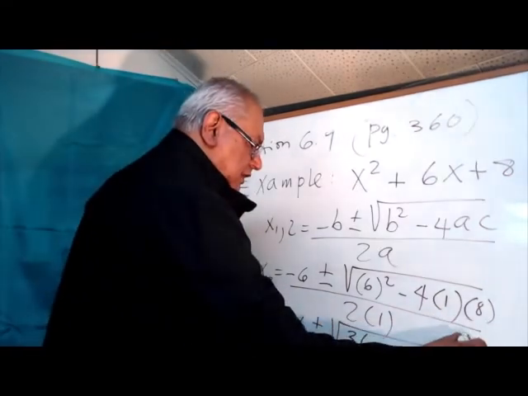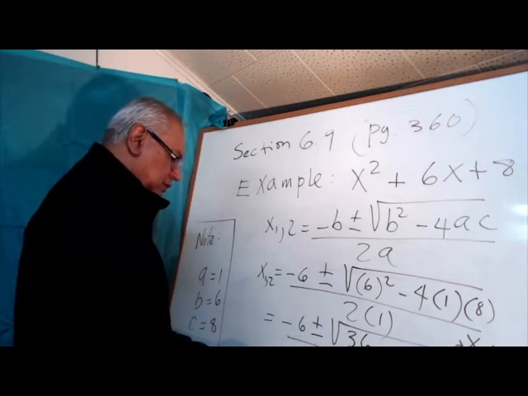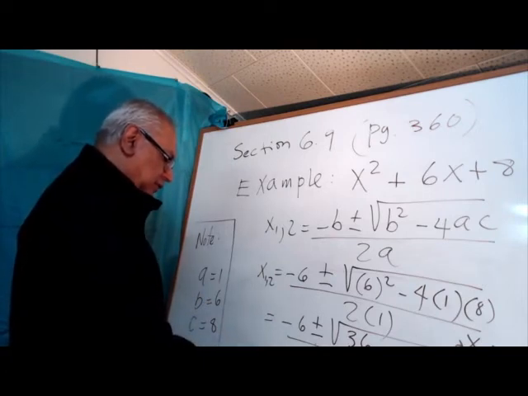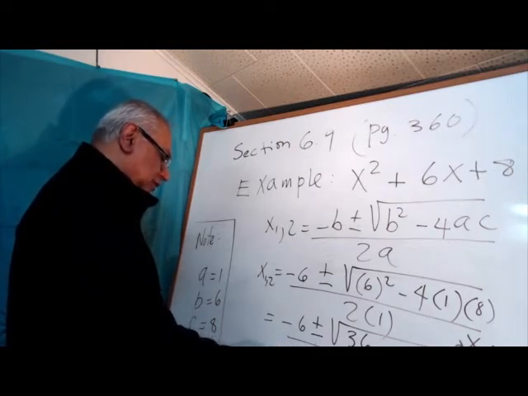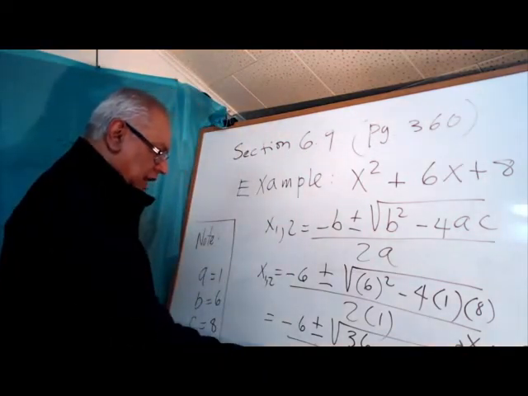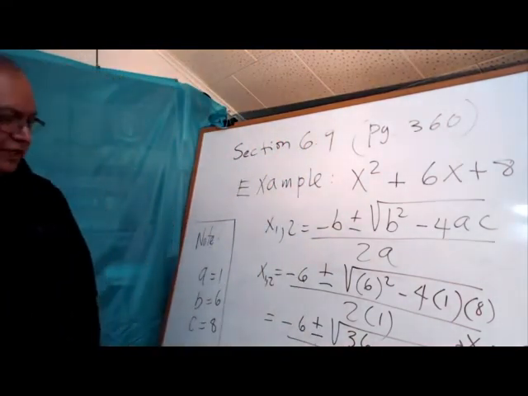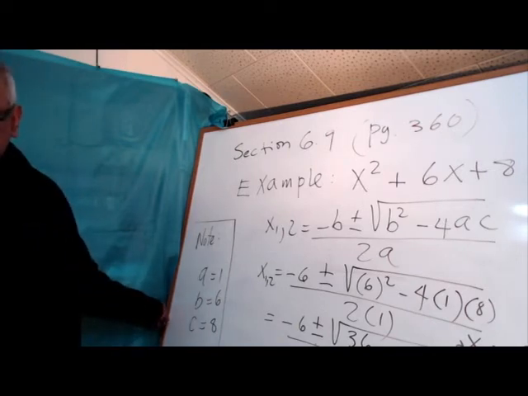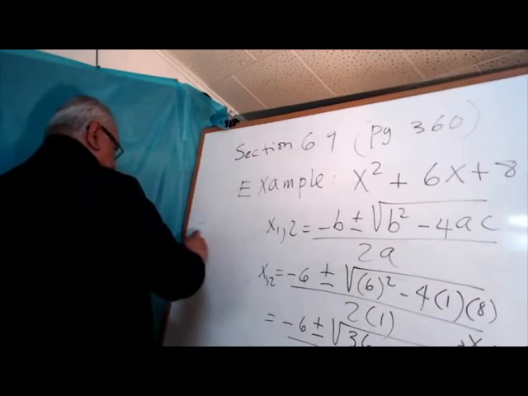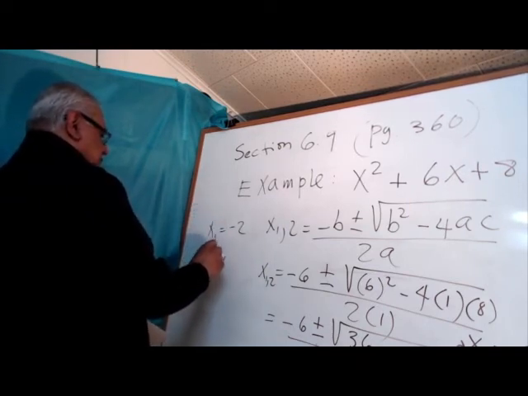We have x1 is equal to minus 6 plus 2, which gives minus 4, and you divide this by 2, which gives minus 2. And x2 will take the minus sign: minus 6 minus 2 is minus 8, divided by 2 is minus 4. Those are the solutions to your problem. Then you can write down the solution as x1 is equal to minus 2 and x2 is equal to minus 4.